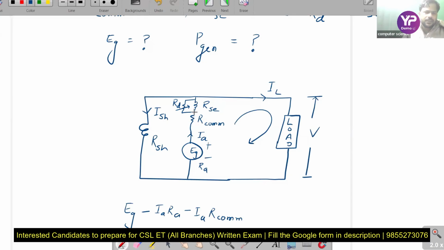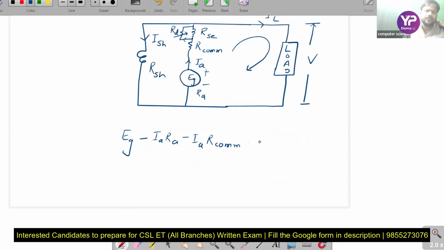If armature current is divided at that point into diverter resistance and series field winding resistance, after the exit at that point, incoming current at a node is equal to outgoing current at a node. So here the armature current is IA. Here we don't take the diverter resistance current and series field resistance current separately; we simply find the equivalent resistance of RD and RSE, and thereby this equivalent resistance is connected in series with the armature, so the armature current flows through them.